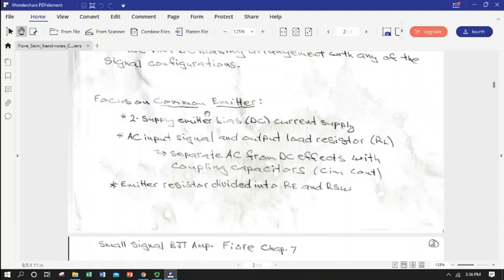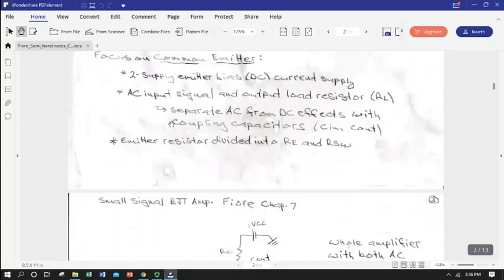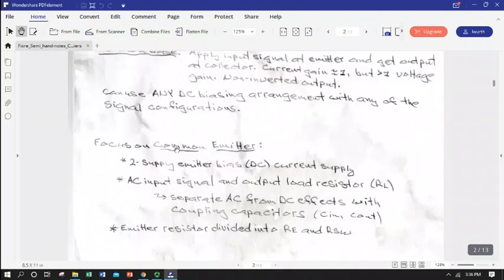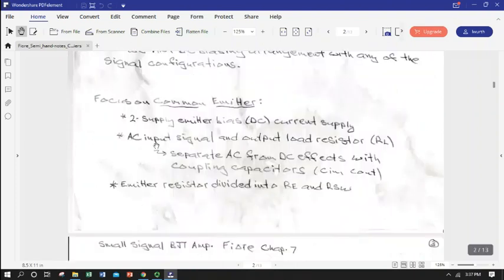And so we're going to define how we set up our DC versus our AC models and walk through the math of deriving and then utilizing our gain equations in the context of this, and then we'll apply that same logic to our other two modes. So we're going to start with a common emitter. We're going to have a two supply bias, and it's a little bit easier to understand than the voltage divider. And we're going to have an AC signal input, and we're going to take our output over a load resistor. So we're going to have some loading effects.